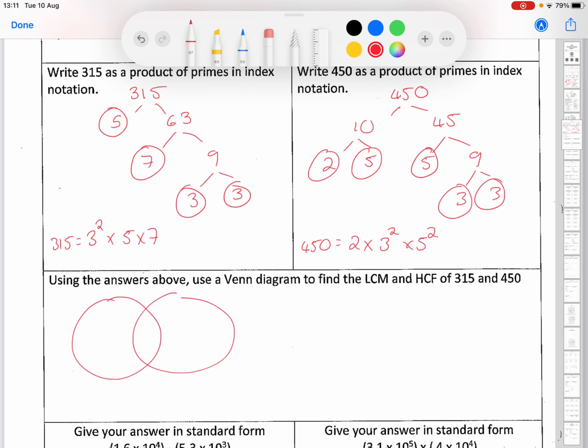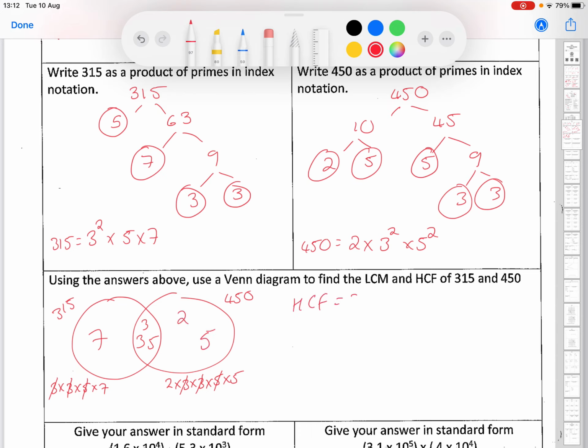So using that information, we're going to do a Venn diagram. This side is going to be 315, this side is 450. So 315 is 3 times 5 times 7, and 450 is 2 times 3 times 3 times 5 times 5. I've got a 3, that can go in the middle. I've got another 3, that can go in the middle. I've got a 5, that can go in the middle. So I've got left on this side a 7, and left on this side a 2 and a 5.